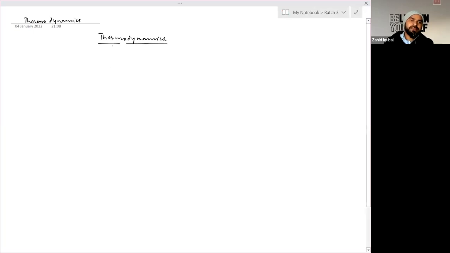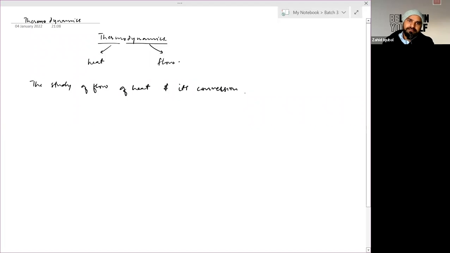This thermodynamics is composed of two different words: therm, heat, and dynamics, flow. So it is basically the study of flow of heat and conversion of heat from one form to some other form, like mechanical energy, electrical energy, or some other form. So in this chapter, we mainly define flow of heat and its conversion into other forms of energy.